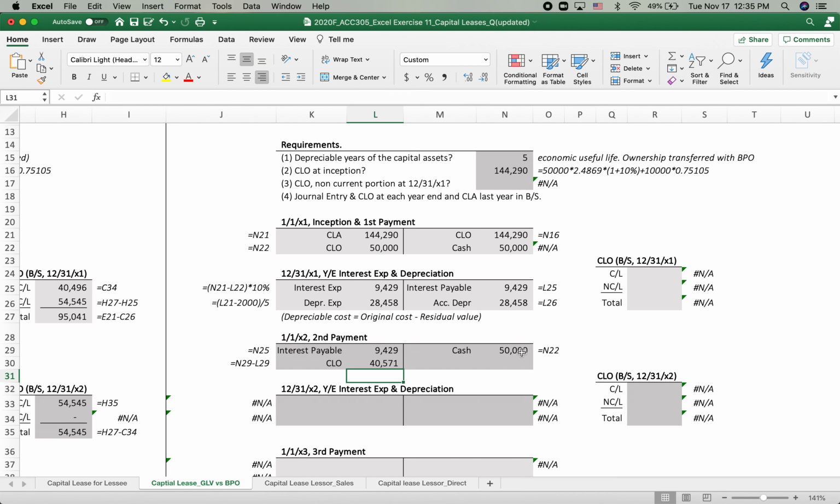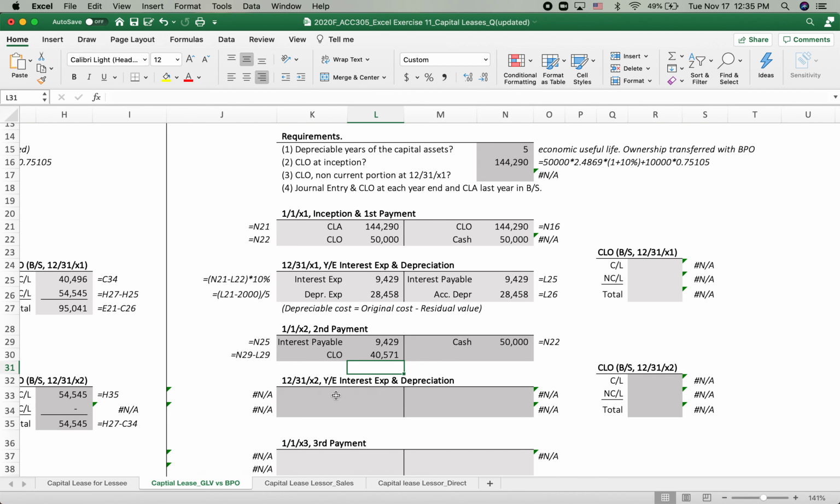Again, this cash payment $50,000 is comprised of the interest 9,000 and 40,000, the principal amount, the CLO, the capital lease obligation. And then at the year end, now we need to recognize exactly the interest expense one more time. We don't pay at the end of the year, we pay at the beginning of the year. So interest expense, how do you calculate it? We need to get the principal amount, the CLO has been dwindling.